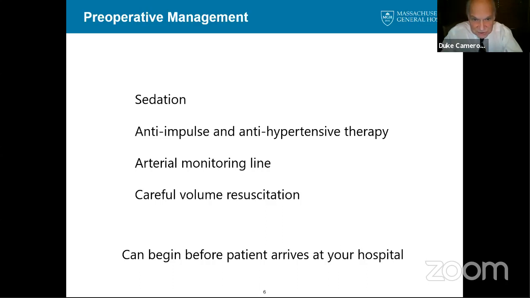There is important preoperative management. Once the diagnosis is made, you've had your discussion with the patients, I think it's important for them to be sedated. Anti-impulse and antihypertensive therapy is important, but be careful about using vasodilators alone, because that can actually increase the impulse forces and put more stress on the disrupted aorta. A combination of beta blocker and vasodilator is probably optimal.